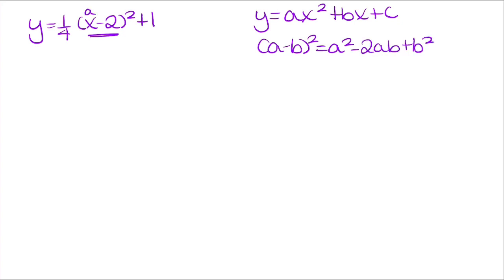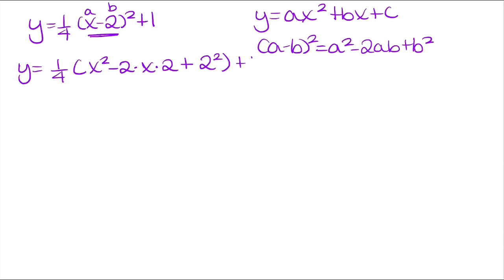Okay, so if my x is a and my 2 is b, this is going to be y equals 1/4 times x squared minus 2 times a, which is x, times 2, which is b, and then plus 2 squared. Okay, and then I have plus 1. So let's simplify everything we have on the inside of the parentheses. So we have 1/4 times x squared minus 2 times x times 2. Well, that's just going to become 4x. And then I have plus 4.